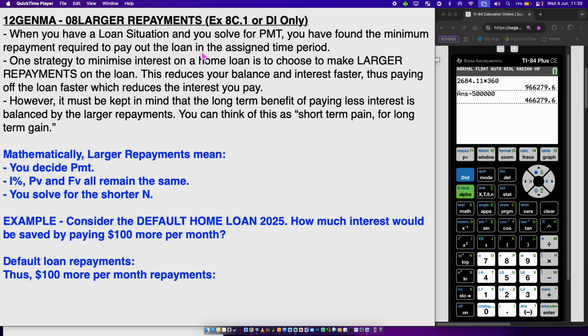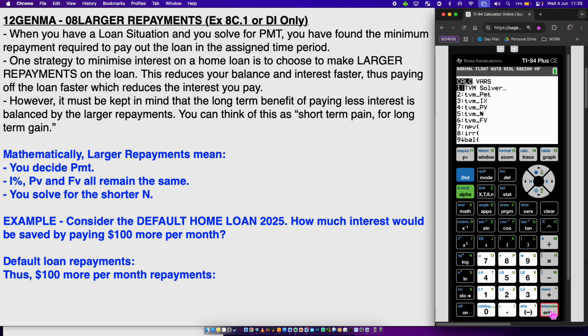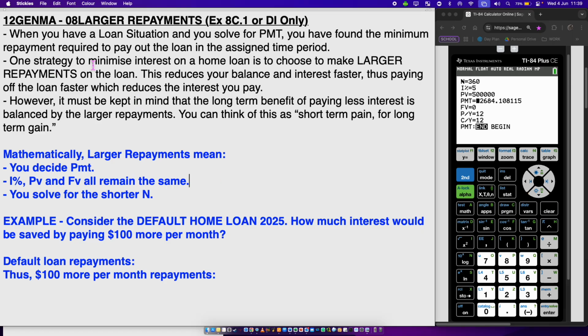You solve for PMT. What did you just find? So here, if we did my TVM solver, that is telling me the minimum I need to pay every month to pay off this 500 grand loan at 5% rate is $2,684.11.